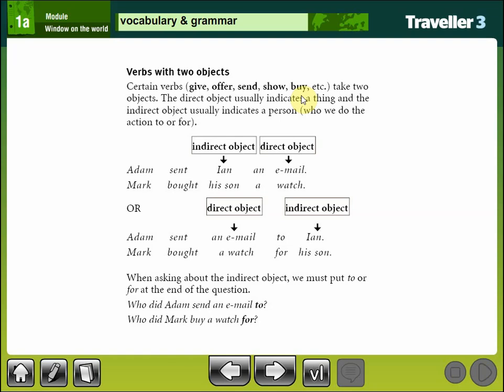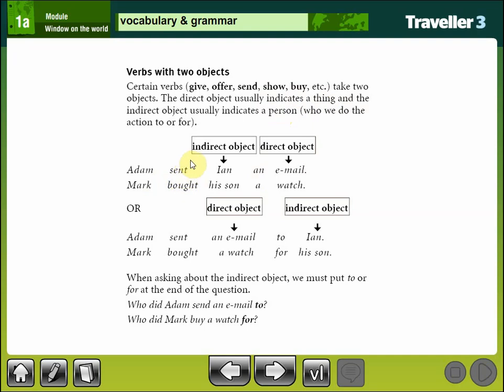This is an example here. Adam sent Ian an email. So Ian here is an object. He received the email, and also the email was sent. So we have direct and indirect objects. Mainly, the book says here, as you can see, the indirect object is usually a person. The direct one is usually a thing.